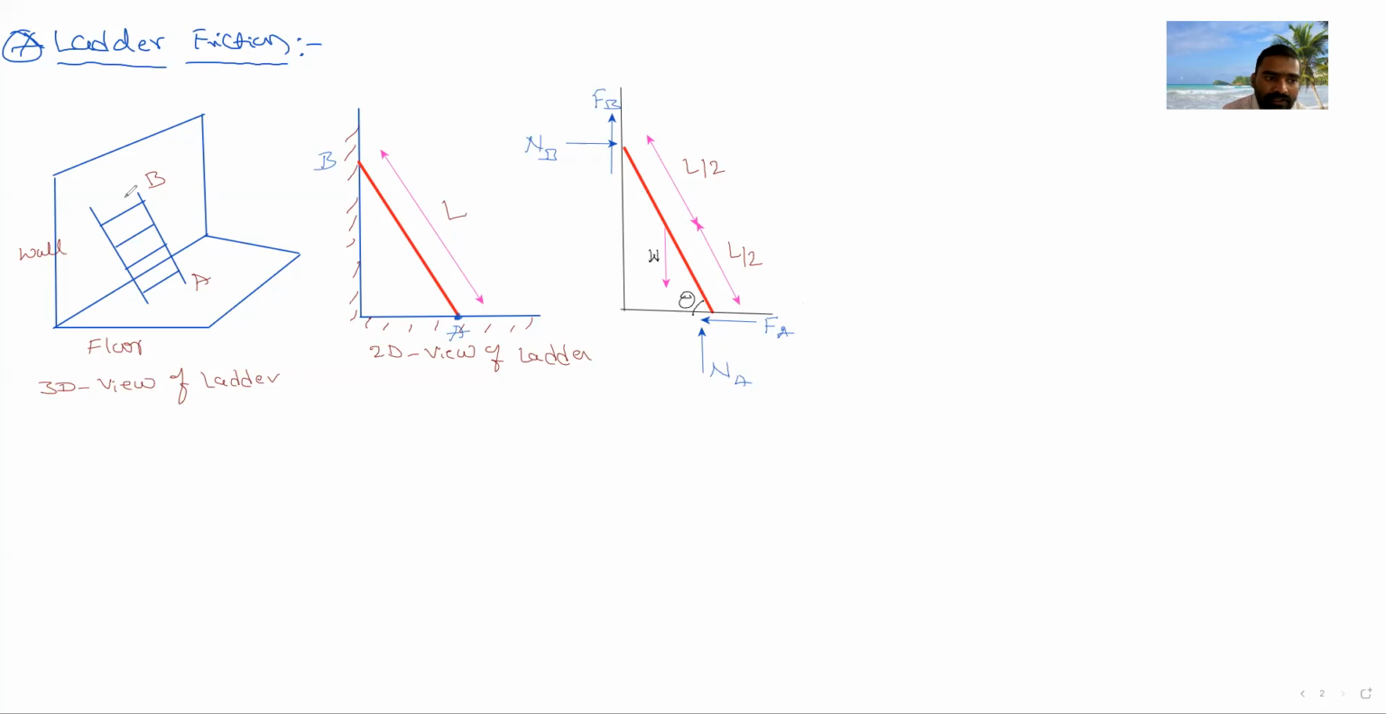The weight of this ladder is acting at the center of the ladder. If L is the length of the ladder, then the weight acts exactly at L by 2 and L by 2. And the inclination of this ladder is theta.